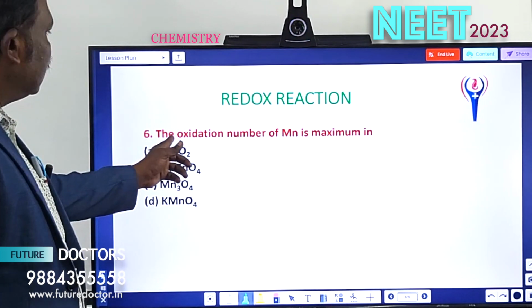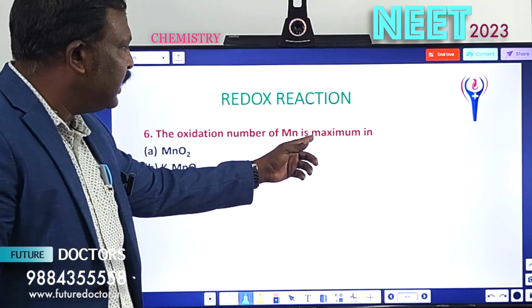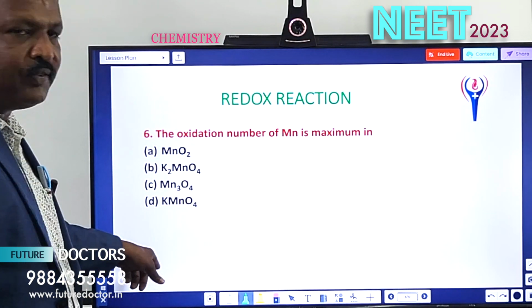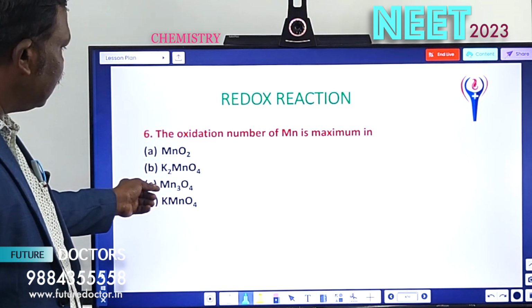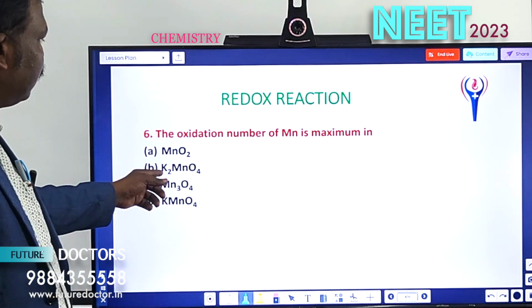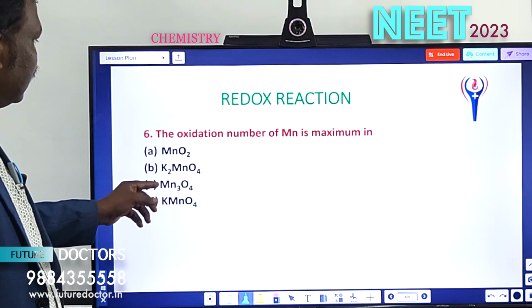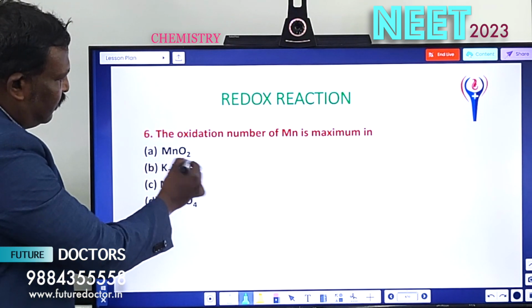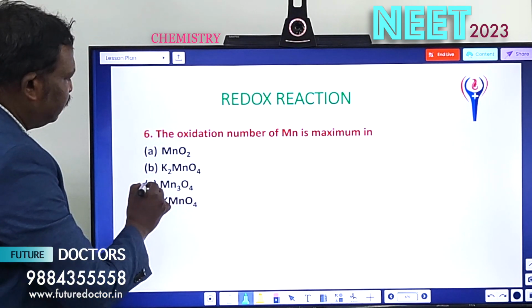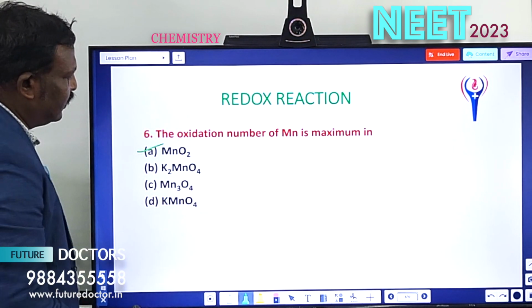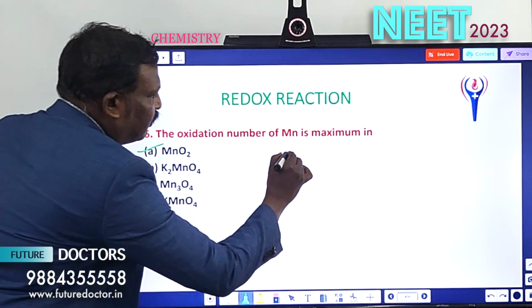Very simple. The oxidation number of manganese is maximum in which of the following? We have to find out. All are manganese compounds. Which compound has the maximum oxidation number? So you have to find out all of them. For example, I find for this one, MnO2.